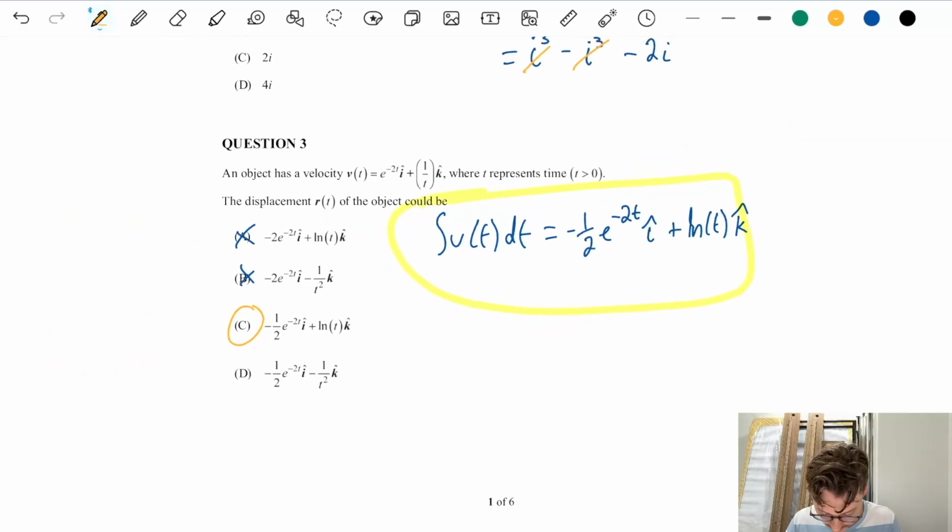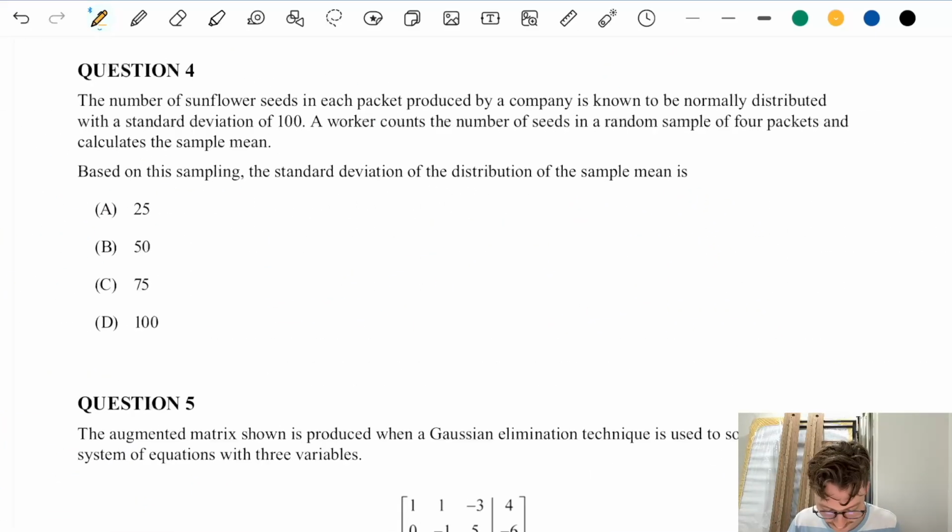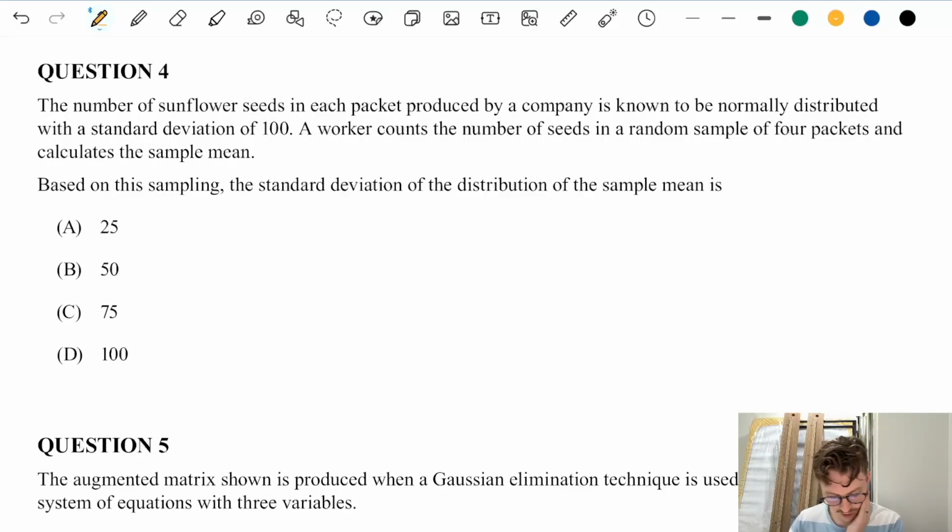If we come down to question 4, or I should say, we go over the page to question 4. I have a lot more words. The number of sunflower seeds in each packet produced by a company is known to be normally distributed with a standard deviation of 100.